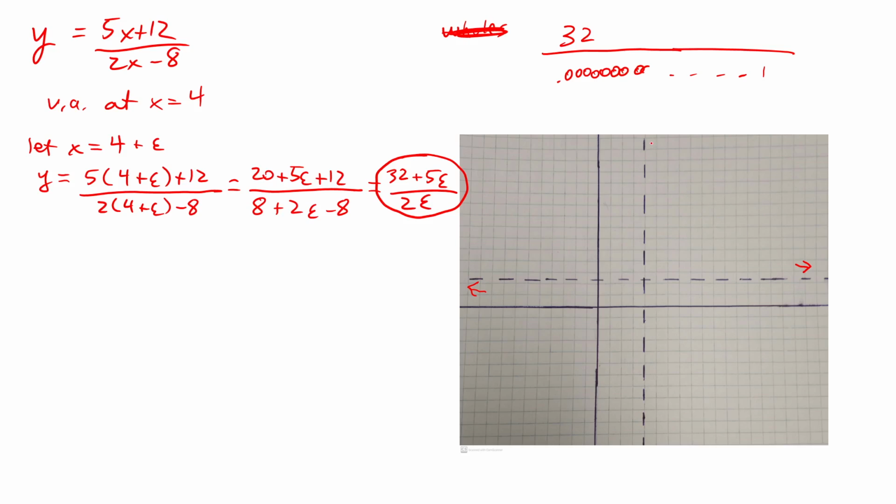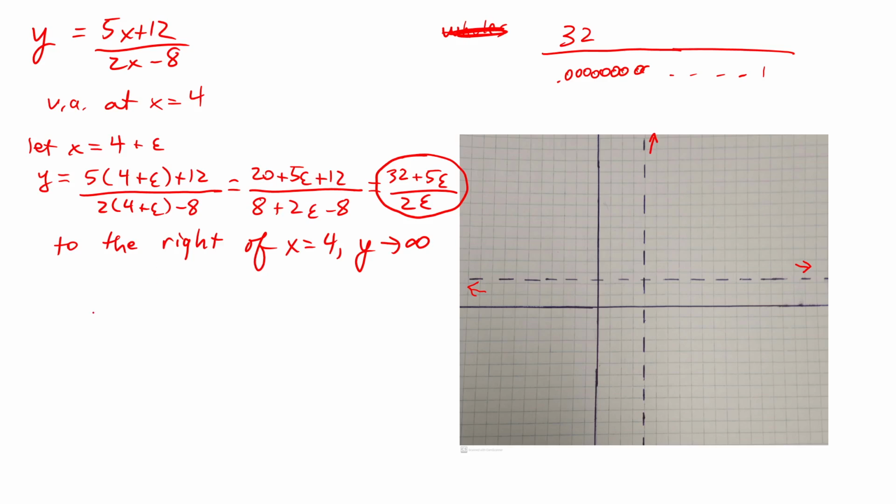So what we can say is that to the right of x equals 4, y approaches infinity. And we can show that on our curve.